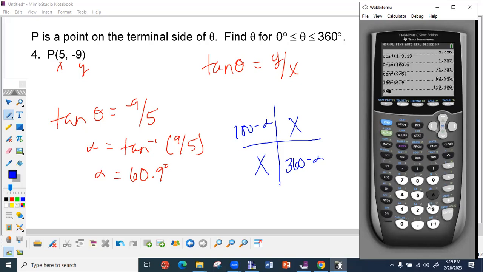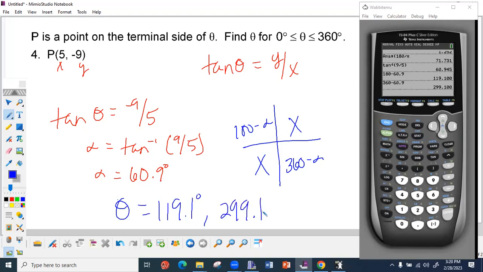And we have 360 minus 60.9. So our theta equals 119.1 degrees or 299.1 degrees. Okay. Wham bam, we're done. Questions, comments, concerns?